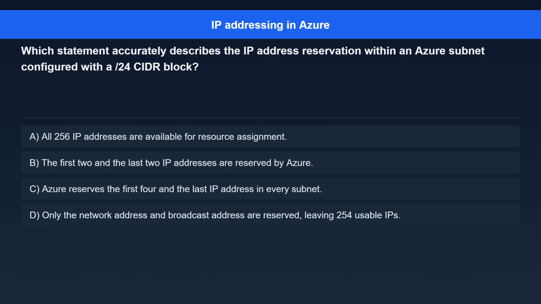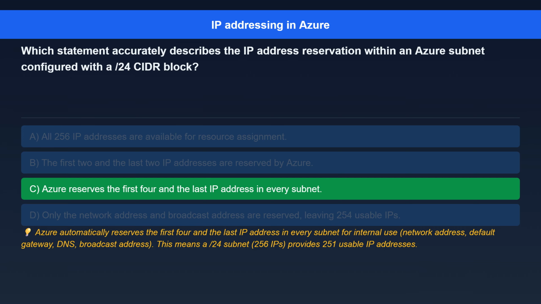Question 4. Which statement accurately describes the IP address reservation within an Azure subnet configured with a /24 CIDR block? Option A. All 256 IP addresses are available for resource assignment. Option B. The first two and the last two IP addresses are reserved by Azure. Option C. Azure reserves the first four and the last IP address in every subnet. Option D. Only the network address and broadcast address are reserved, leaving 254 usable IPs.